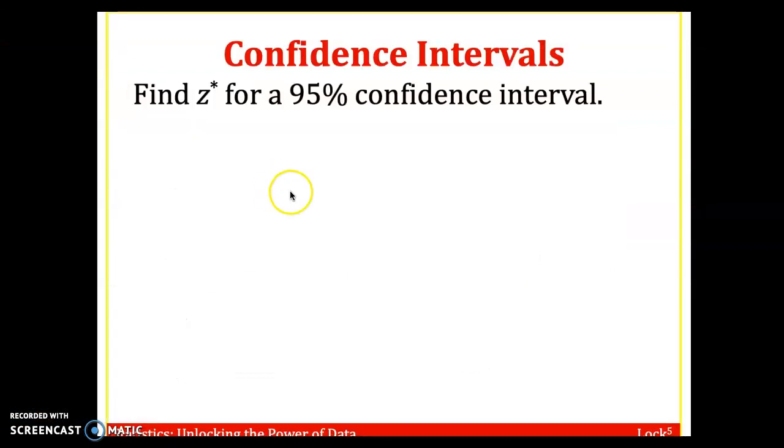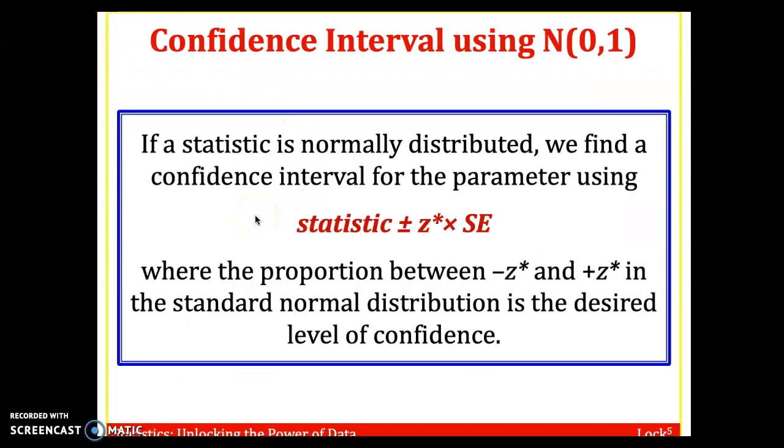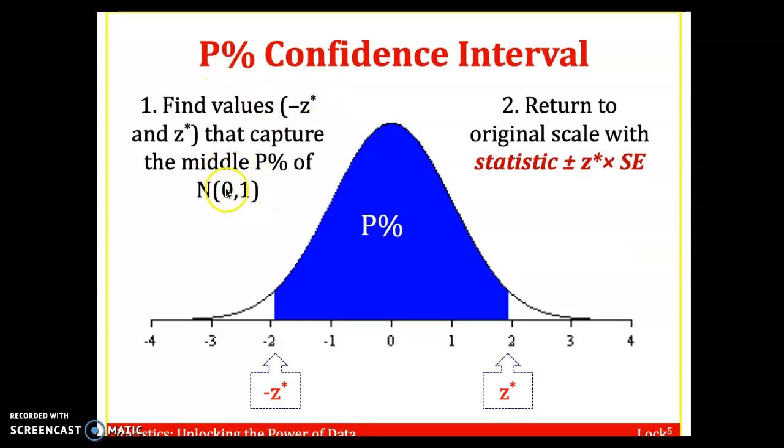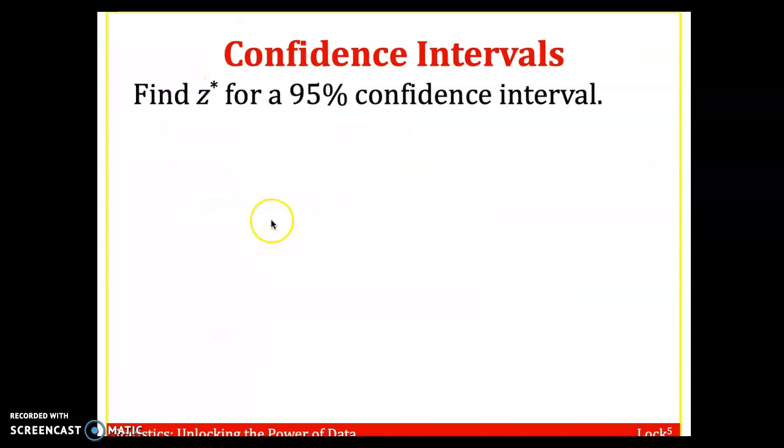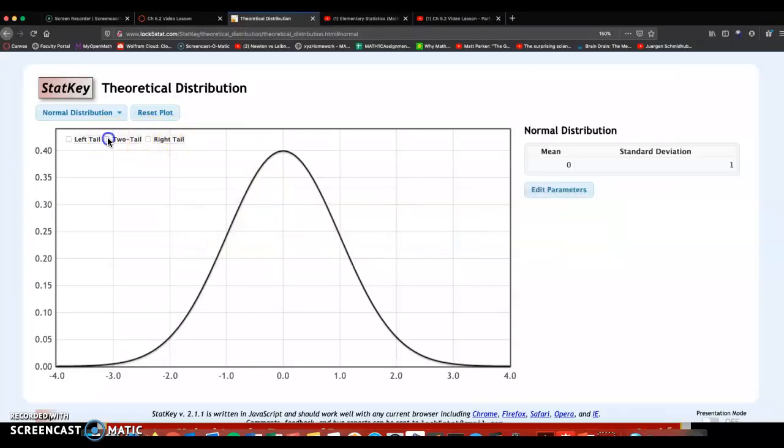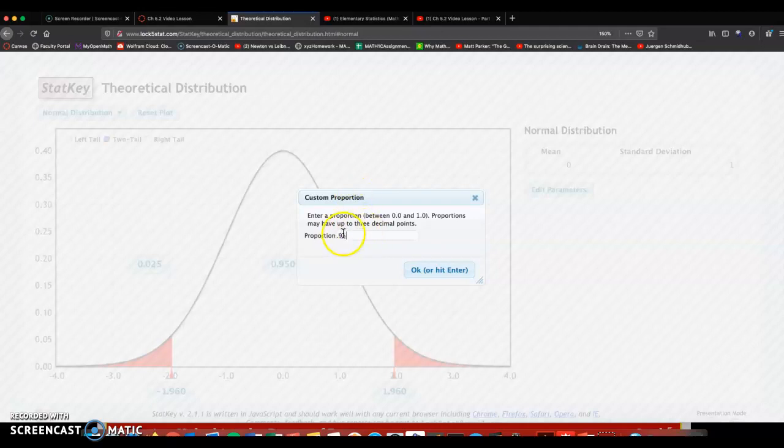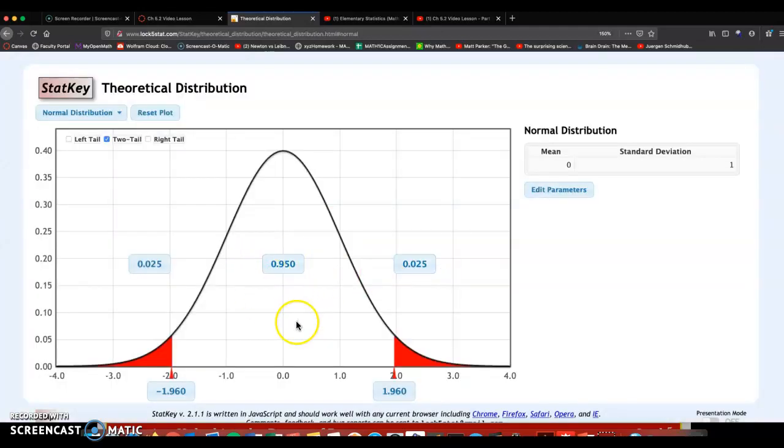Back to the last slide. Z star means we keep the mean 0, standard deviation 1. Click on two-tail. Anytime you do a confidence interval, you're always going to do a two-tail test. Make sure this middle entry says 95%, 0.95, which it will, as the standard basically for this. Click on the standard setting, I should say. And here on the bottom, you see a plus and a minus, the same number, 1.96, minus 1.96. This is your z star.